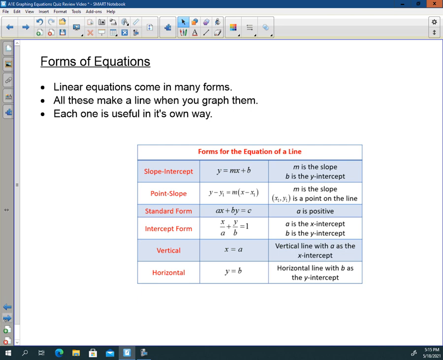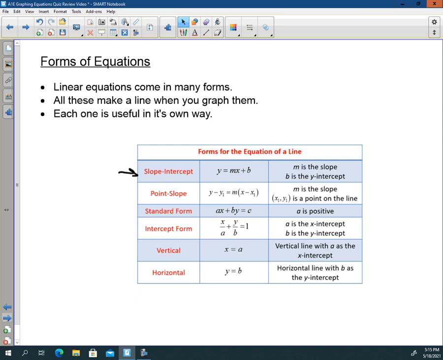So where we started, I guess, after the last quiz, was with a topic called forms of equations. And what we learned was that linear equations come in many forms. And all of these forms of equations make a line when you graph them, and each one is useful in its own way. And so there is the slope-intercept form that you see right here.